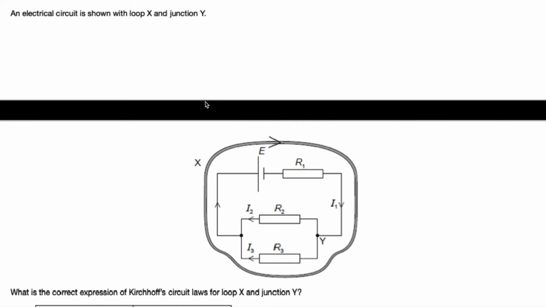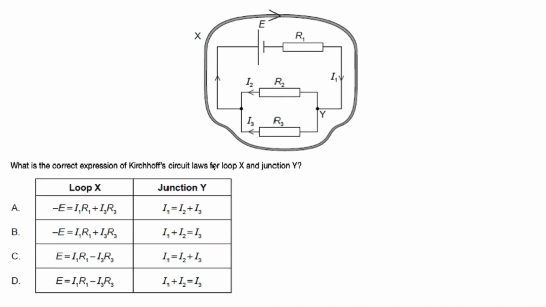An electrical circuit is shown with loop X and junction Y. What is the correct option of Kirchhoff's circuit law for loop X and junction Y? Alright, so let's look at the problem. Current is going to flow in this direction. Here is positive, high potential to low potential, high potential to low potential, high potential to low potential here.